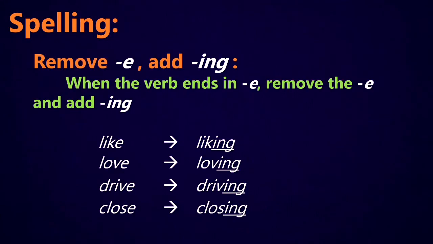So as a quick review for the spelling for the ing verbs, it's not always just adding ing to the verb. There are a few rules we have to remember. So first of all, if the verb ends in an E, then we will remove the E and add ing to the word. So like becomes liking with no E. Love becomes loving, no E. Drive becomes driving, no E. And close becomes closing with no E.